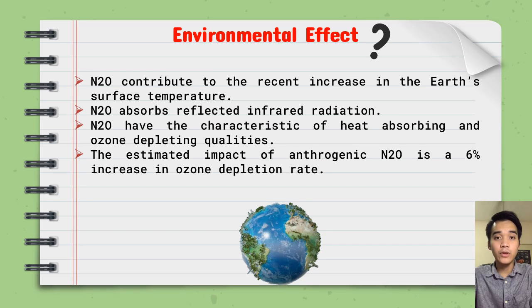Let's discuss the environmental effect of the production of adipic acid. As you know, the greenhouse gas is produced as a byproduct and it can be considered very bad for the environment, as it is a chemically trace gas that contributes to the recent increase in the Earth's temperature. Next, nitrous oxide can absorb the reflected infrared radiation, has the ability to absorb heat, and also thins the ozone layer. Last but not least, the estimated impact of anthropogenic nitrous oxide is a 6% increase in the ozone depletion rate.